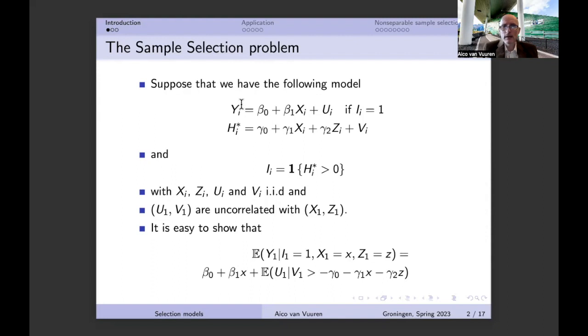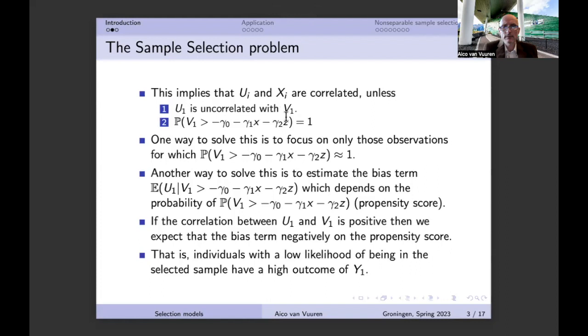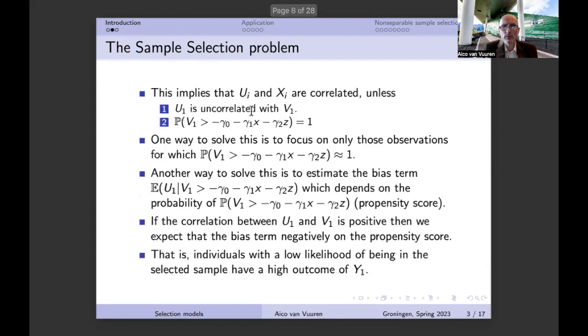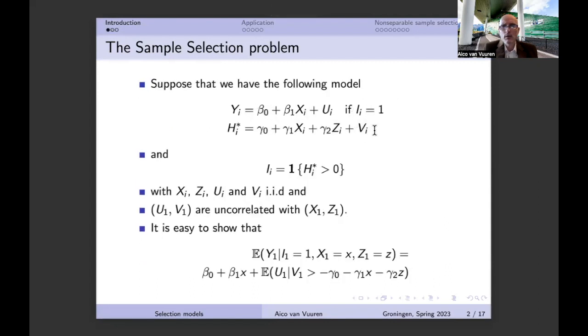There may be individuals with a certain x and z that always are going to have an I equal to 1, because if this is true, then it means that whatever vi is, hi star is always going to be positive. And therefore I is always going to be equal to 1, which means that y is always going to be observed. Which means essentially that even though there is generally a sample selection problem for the people with general x's and z's, there may be a subpopulation of individuals that have x's and z's in such a way that they will always be observed.